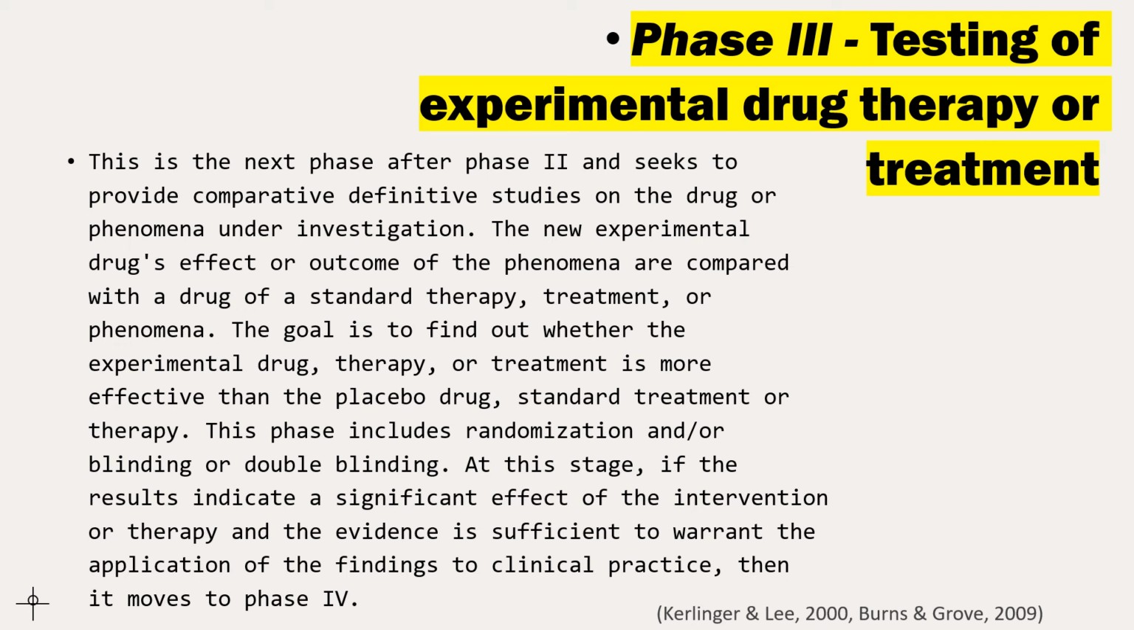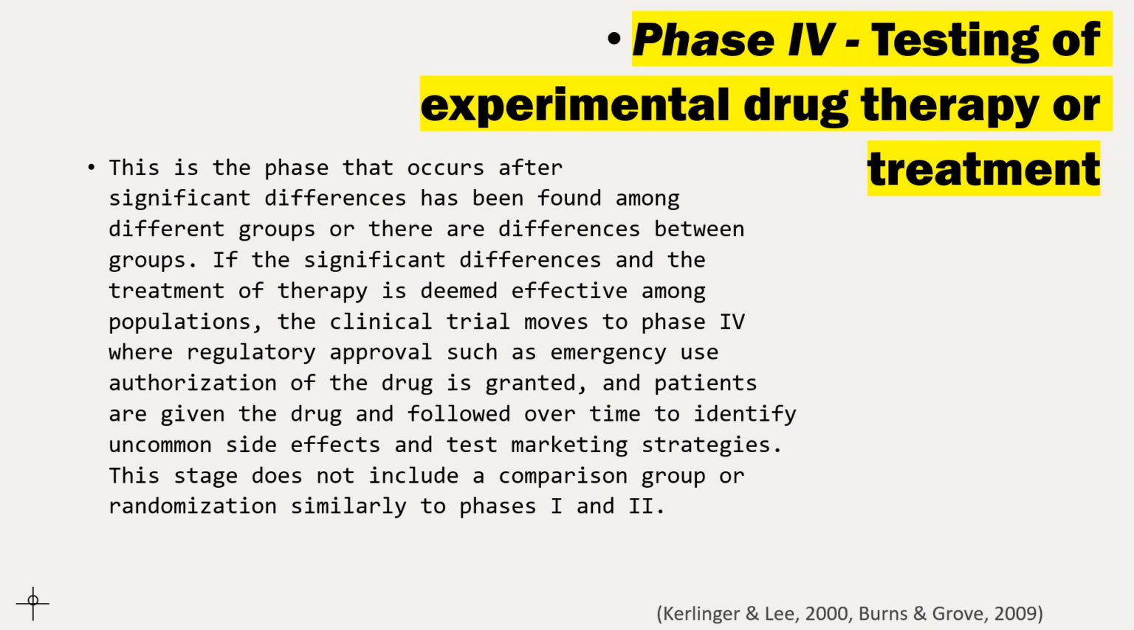So in this case, this phase includes randomization, blinding, or double blinding. At this stage, if the results indicate a significant effect of the intervention or therapy, the evidence is sufficient to warrant the application of the findings to clinical practice. Then it moves to phase 4.